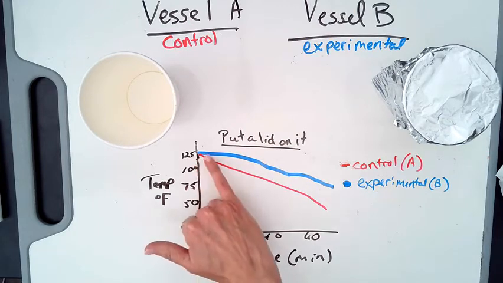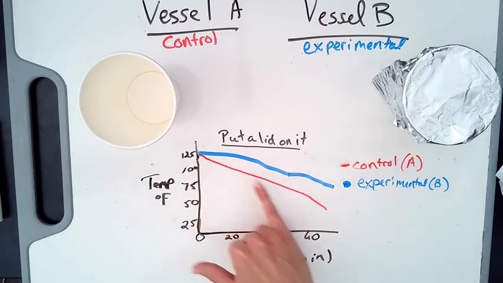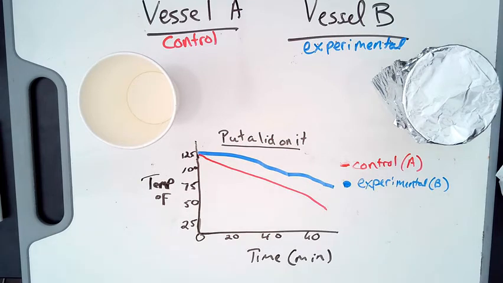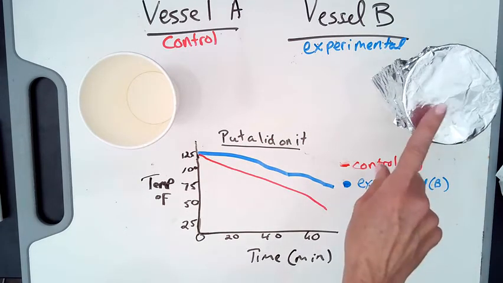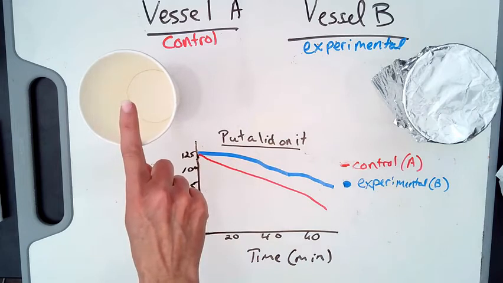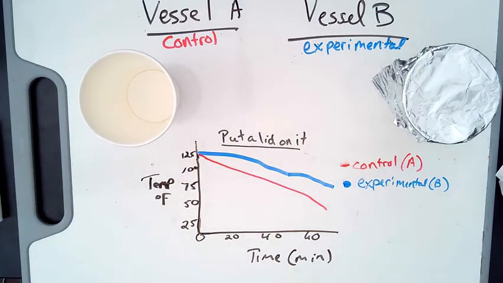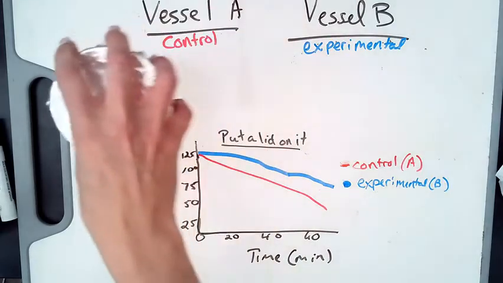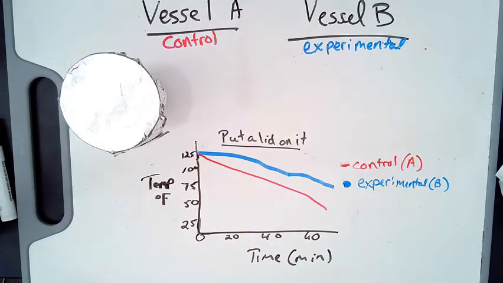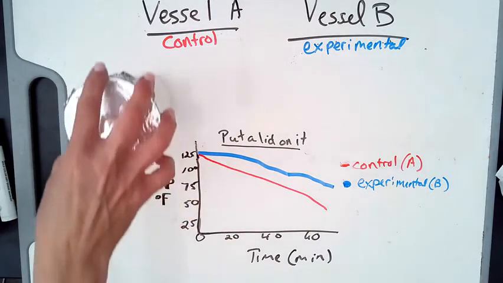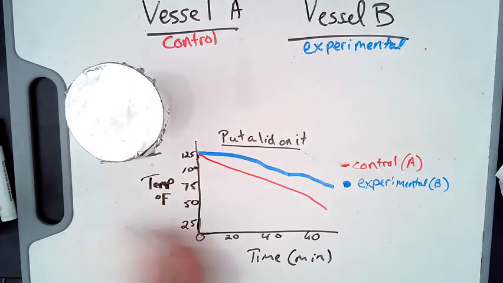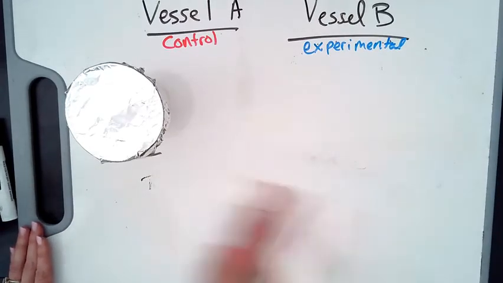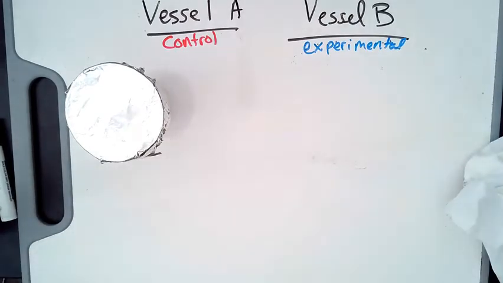Well, if you look at my graph, you can see the temperature of water decreased over time, but much slower for this one than the control. Today, you will choose your own variable. So the vessel with the lid that you used now becomes the control. So this is the control. And you will design the experimental vessel B.